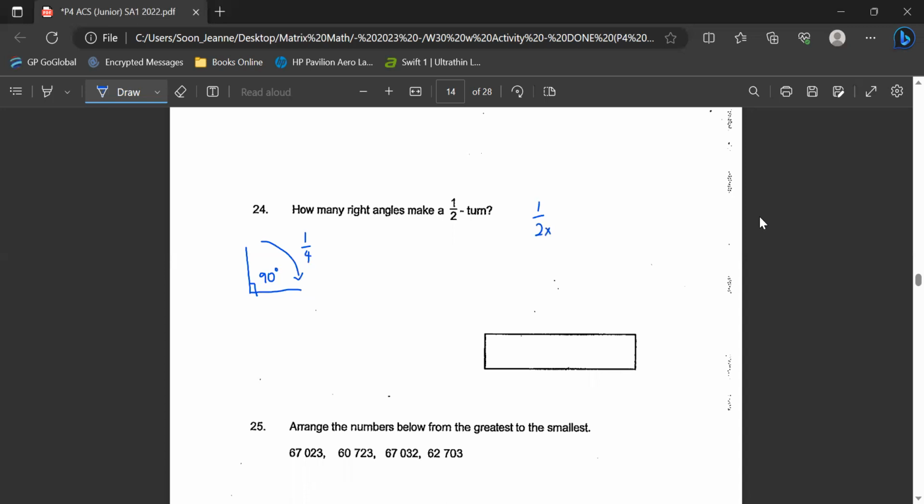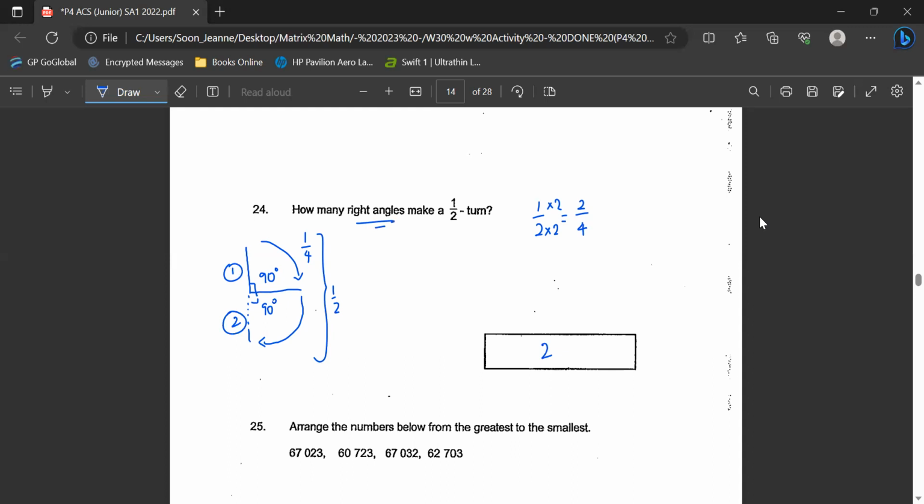So you just times 2. Make the denominator 4, which is 2/4. Which means if I make a half turn, it means half of a circle, another 90 degrees. Can you see? So that means this will be half. This whole thing will be a half turn. So how many right angles do you see? It's actually 1, 2. Your answer is 2 right angles.